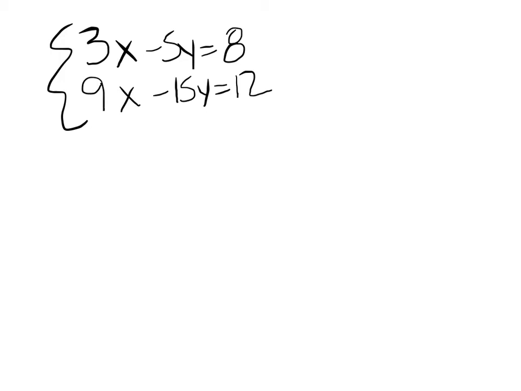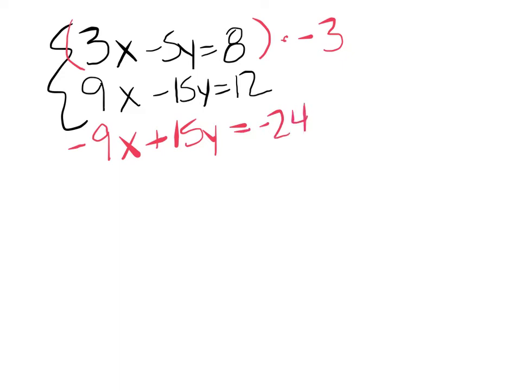3x and 9x, negative 5y and negative 15y. Neither of them are opposites. I'm going to look at those x's, 9 and 3, because they both are multiples of 3. I bet I can make opposites pretty easily. I have 9x's, the opposite would be negative 9x's. If I have 3, how do I make 3 negative 9? We multiply by negative 3. So I'm going to multiply this whole equation by negative 3. So we get negative 9x, negative times a negative is a positive 15y equals negative 24.